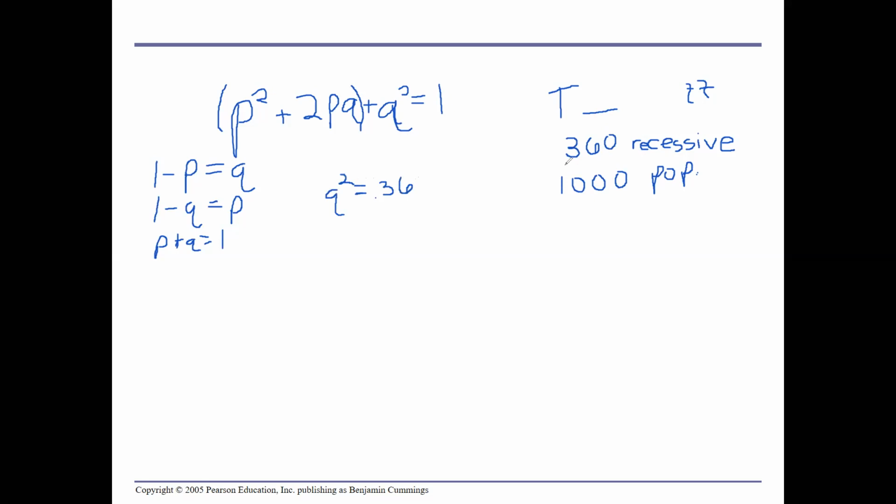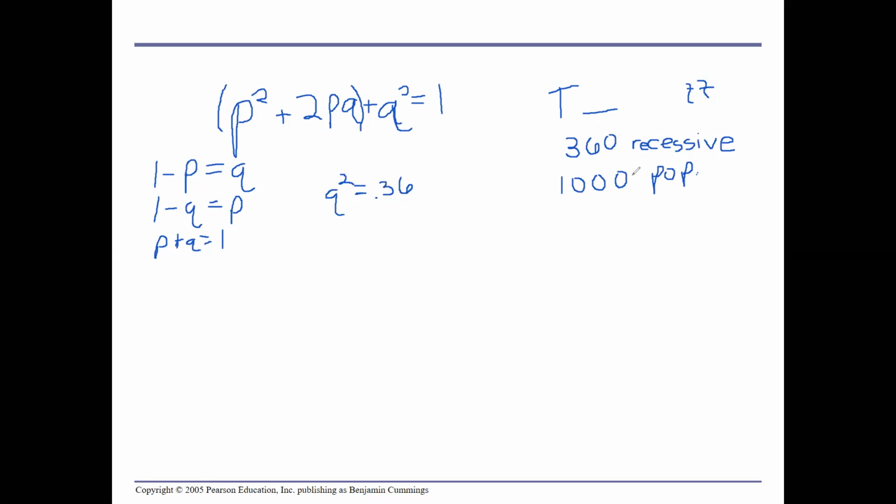Follow me? I took 360 divided by 1,000 to get my percentage of the population that's recessive. All right, so that's my Q squared. And that's your first place. That's where you always start. When I give you these questions on the test, I might say 640 are dominant. Well, you know you've got to find the recessive. Always look for the recessive number of the population. So you take the recessive number, whatever it is, you divide it by the total population, whatever that is. It may be 1,000, it may be 500, it could be 1,748.